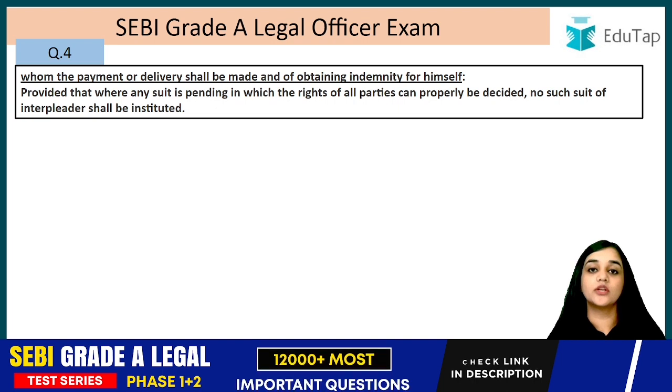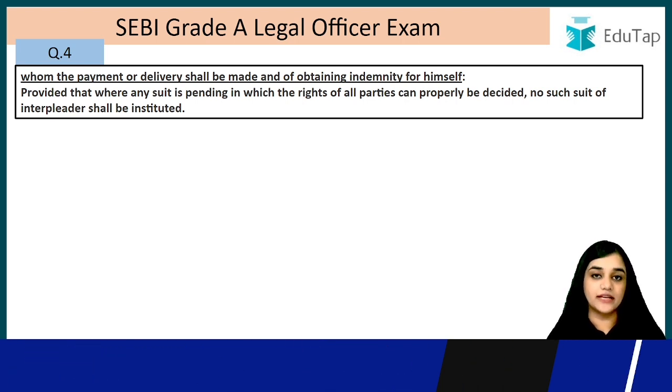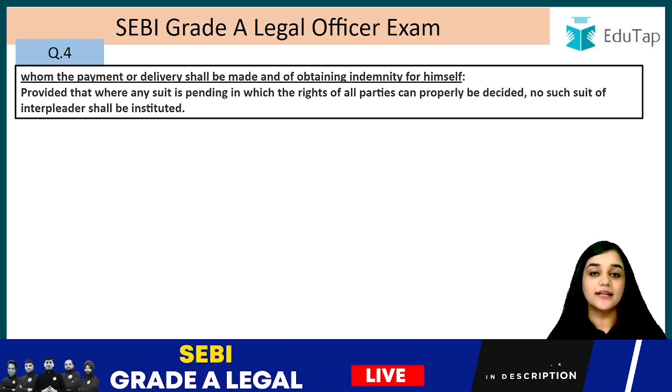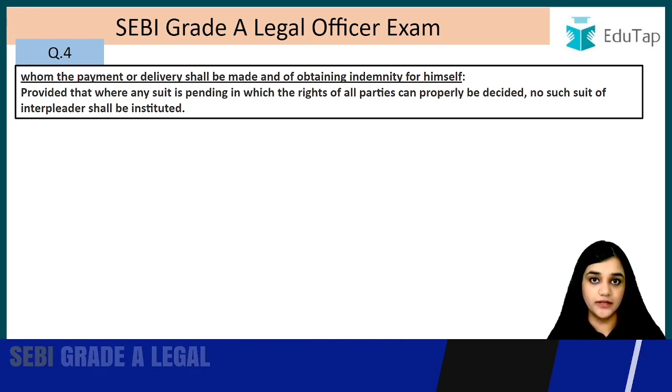He is going to institute an interpleader suit, right? In that interpleader suit, he is going to ask the court, just let me know who is the rightful claimant so that I can deliver this property to that person, and at the same time also indemnify me from any future liability that may arise. So this is what is known as an interpleader suit, right?